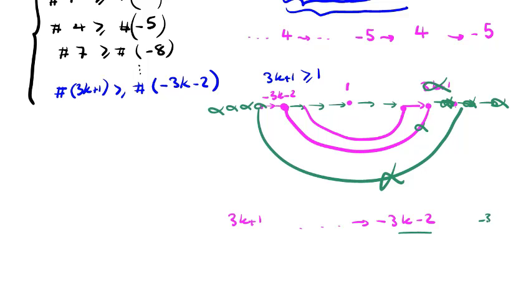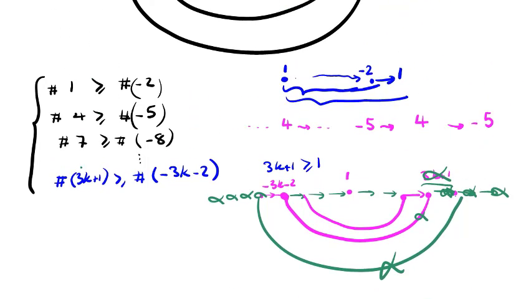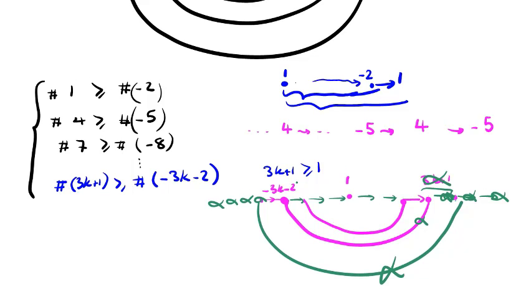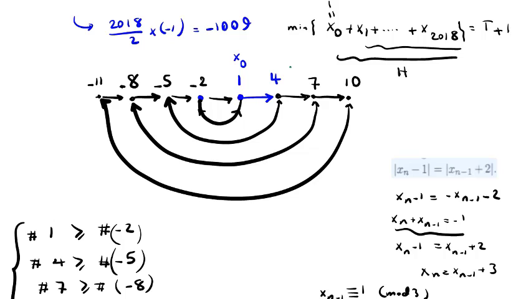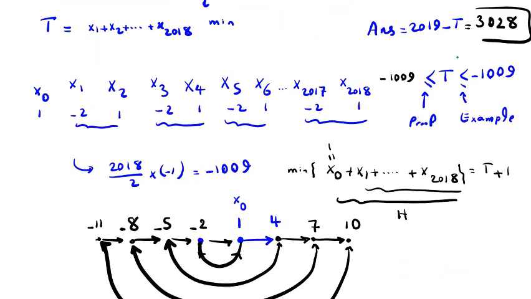Again, you can say, okay, I see this. Again, if I see this one again, by the same proof, similarly, you can say, again, I will see this number between them. So we've proved always the number of 3k plus 1, which is at least 1, is greater than or equal to the number of negative 3k minus 2. And if we prove this, the last answer is 3028.